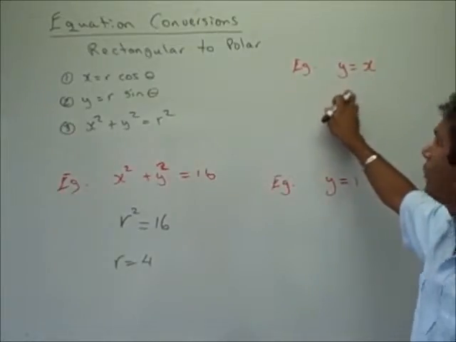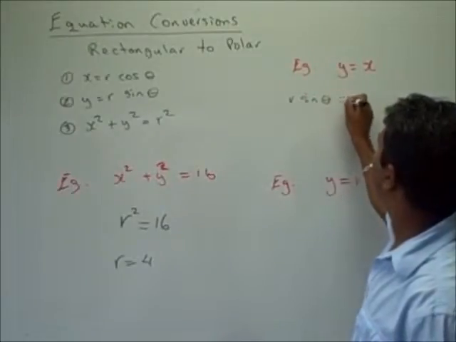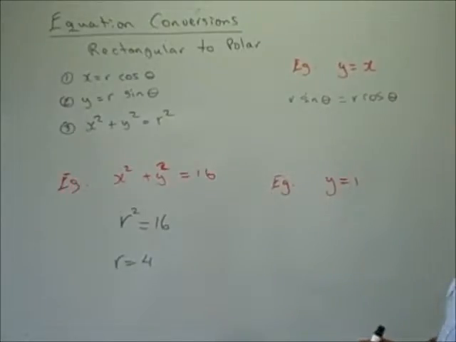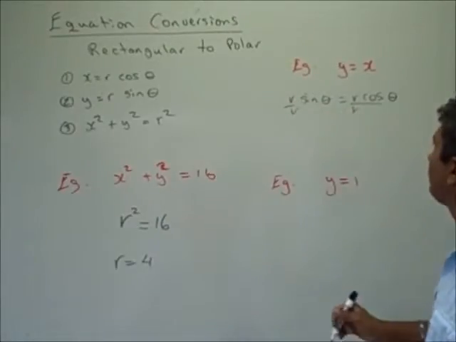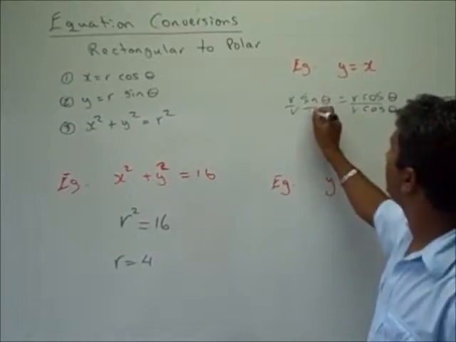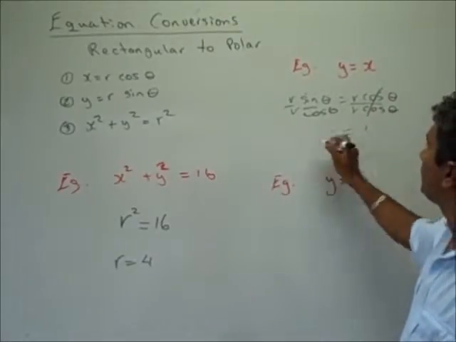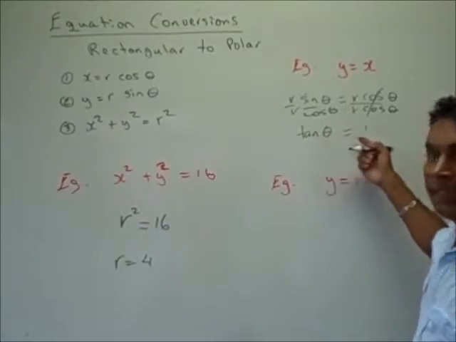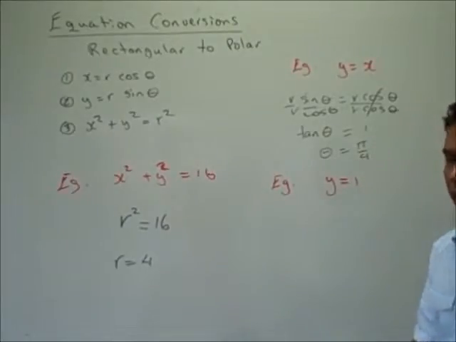In this one, we have y is equal to x. We know y is equal to r sine theta, and that x is equal to r cosine theta. If we divide both sides by r and divide by sine theta or cosine theta, this cancels out, so we're left with 1 is equal to tan theta. So theta is a tan inverse of 1, so theta is equal to pi over 4.